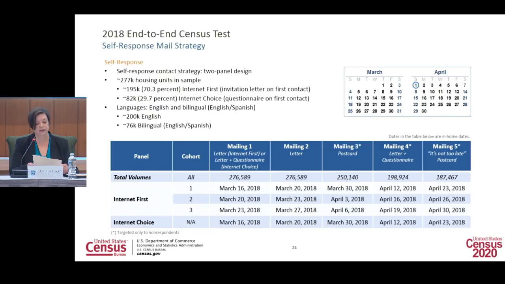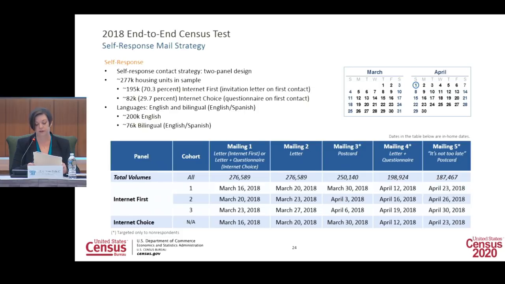New for the 2018 test was the implementation of our anticipated staggered mail strategy, where we divided the Internet First panel into three cohorts and staggered the mailings by cohort. The first cohort received their initial mailing on March 16th, and the third and final cohort received their initial mailing a week later on March 23rd. In 2020, the staggered mail strategy will help smooth the workload for the participant self-response operations over the duration of the self-response period of the census.